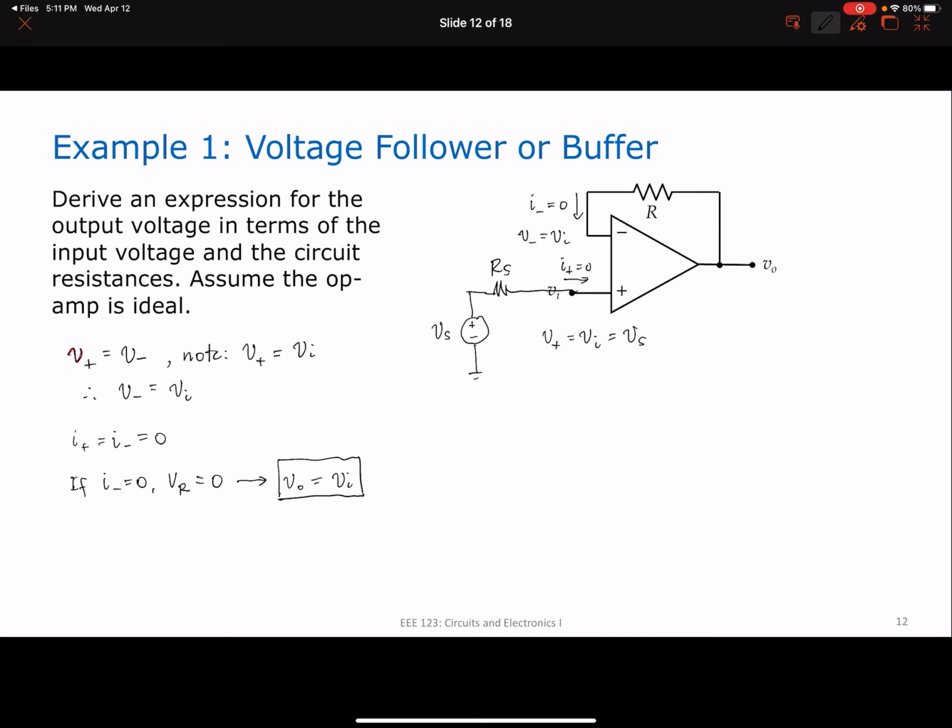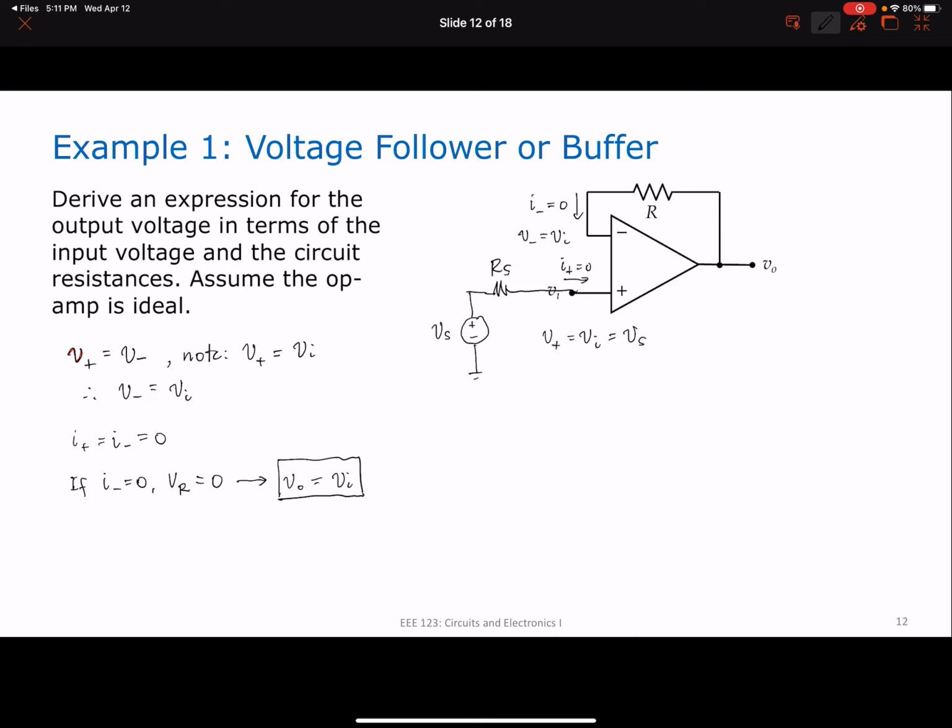And sometimes our sources have very large source resistances. For example, this might be a sensor, and that particular sensor will have a large source resistance. So that the minute this current is not equal to 0, you get a large voltage drop here, and the sensor output will not be preserved.